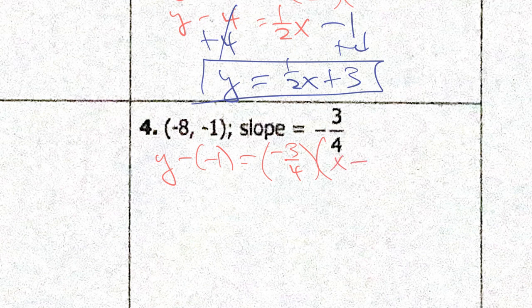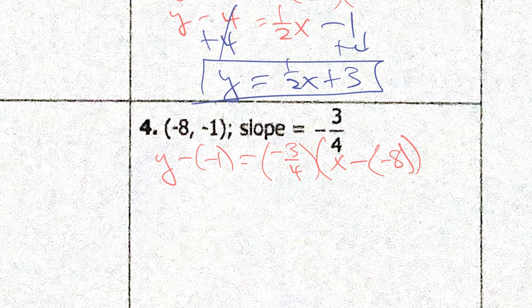And then we've got x minus, what's our x value? Okay. So y minus negative 1 equals negative 3/4 times x minus negative 8. Guys, like I said, until you get pretty comfortable with this, I would plug everything in. I'd plug it in and get a good look at it.